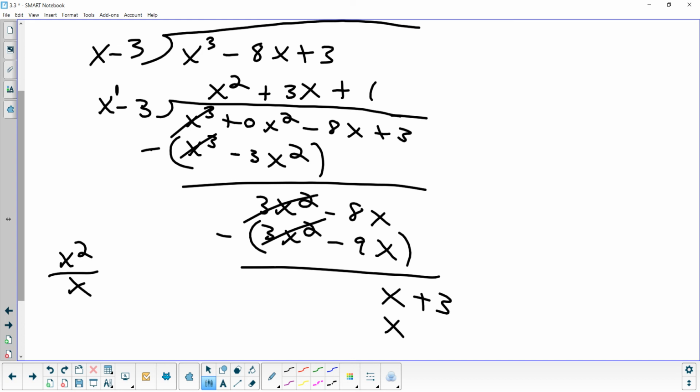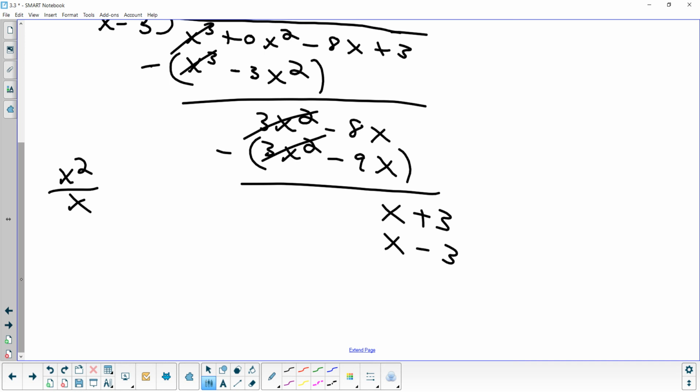And Gemma, what else am I going to put inside? Minus 3. Yep. Multiply the 1 times the negative 3. And Sebastian, what am I going to do with those columns? Subtract. x minus x is gone. And Sam, what's 3 minus negative 3? 6.